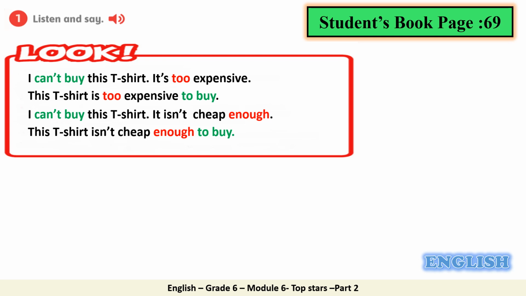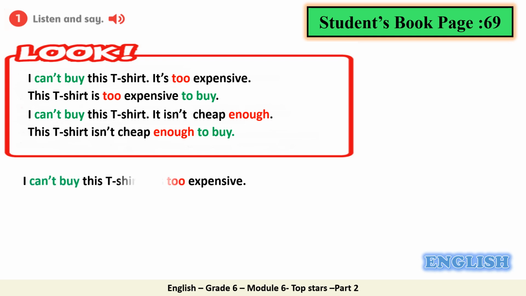Okay? Now, let's explain this together. Notice, look at the words in green. I can't buy this t-shirt. In the sentence below, it becomes to buy. And in sentence 3, I can't buy this t-shirt also became to buy as infinitive. So what's the idea here? Excellent. The idea is when we put the second part of the sentence as the first part, we use the infinitive form. Like this t-shirt isn't cheap enough to buy. So the idea is after enough, we could use the infinitive form. Excellent. And after too and the adjective, it's too expensive to buy.